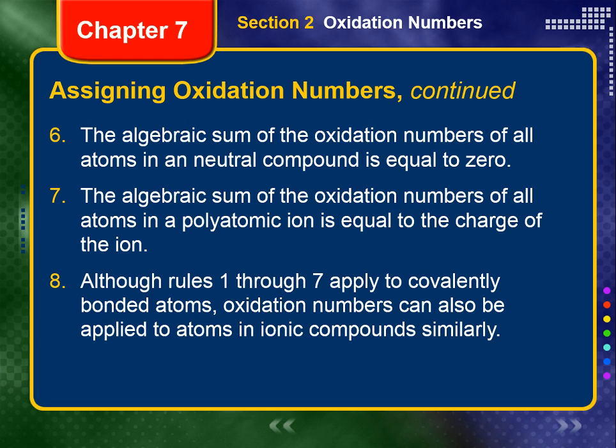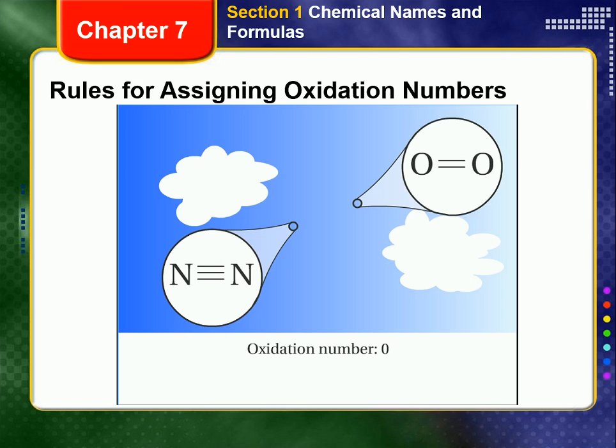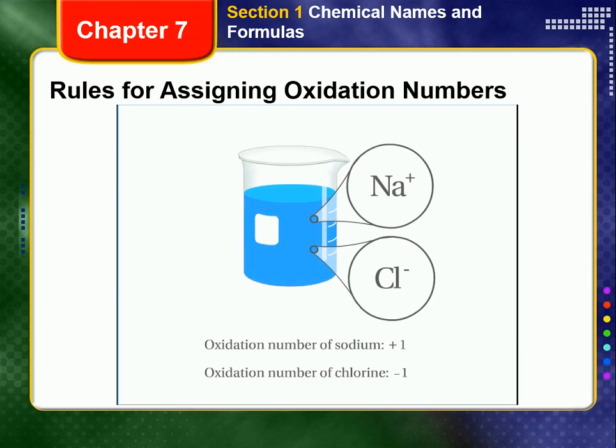Oxidation numbers can also be assigned to atoms in ionic compounds. The oxidation number of any uncombined pure element is 0. For example, the oxidation number of these nitrogen atoms is 0. The oxidation number for the atoms of oxygen is also 0. The oxidation number of a monatomic ion equals the charge on the ion. For example, in a solution of sodium chloride, the oxidation number of the sodium ion is +1, and the oxidation number of the chloride ion is -1.